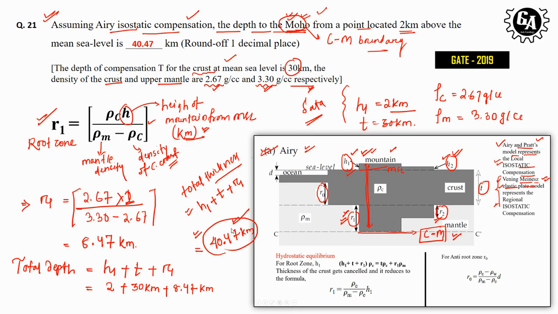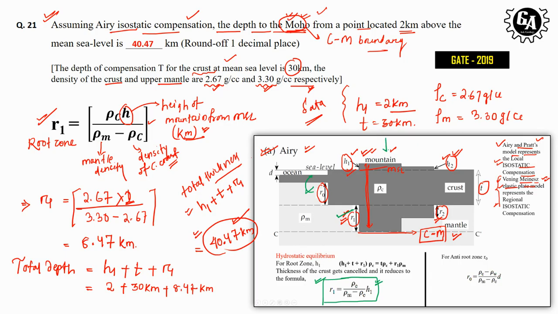So what are the other things associated with this? One thing is the root zone and anti-root zone. Anti-root zone is associated with oceanic crust, and root zone is associated with mountains. In this case, simple gravitational balance is assumed. You can calculate with the formula: r1, the root zone depth or thickness, is equal to rho c times h1 divided by rho m minus rho c. You can calculate it simply.